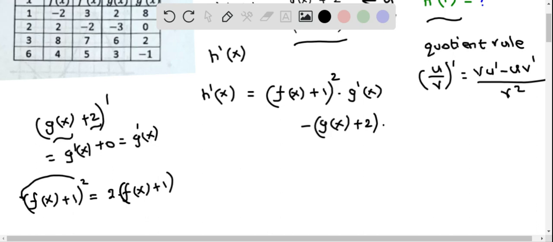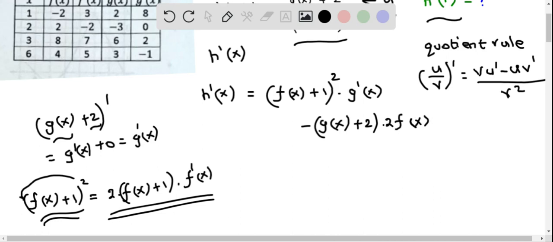Otherwise, we just put this expression as it is, and then multiply with the derivative of the inside part. That is, we go by the chain rule. So that's why we have to multiply by the derivative of the inside part. The derivative of the inside part is f prime of x, because the derivative of 1 is 0. So this is what we get when we differentiate f of x plus 1 quantity squared. I'm going to put that over here. That is, we have a 2 in front, f of x plus 1 times f prime of x.